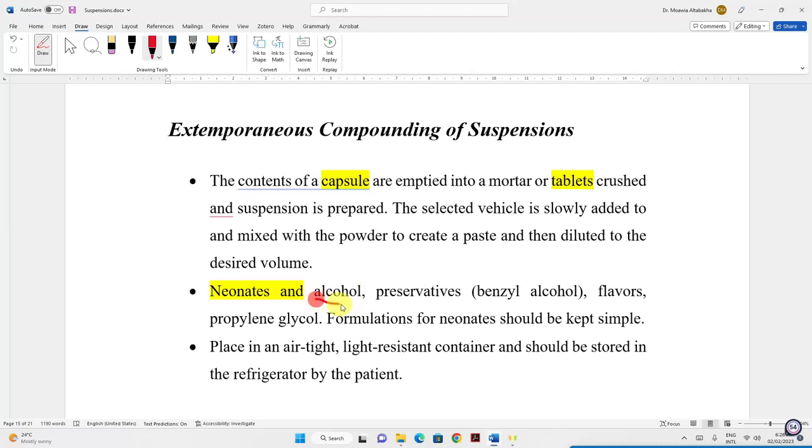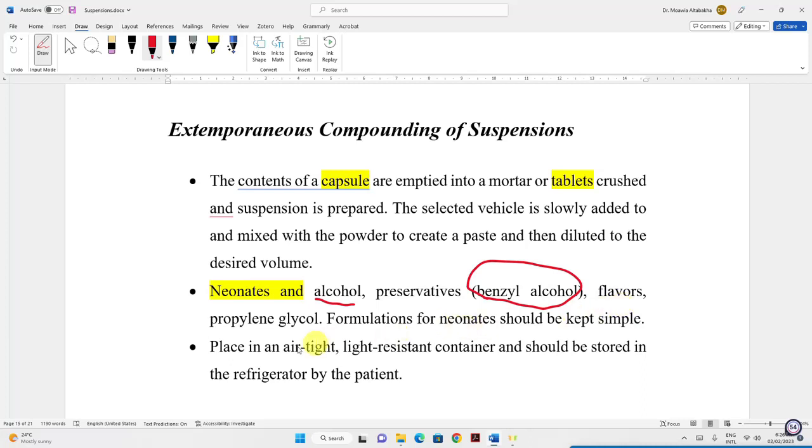Alcohol is not good. Alcohol can cause gastric irritation to the neonate. It can also cause neural depression and drowsiness. A preservative, especially benzyl alcohol, is associated with gasping syndrome that can lead even to death, because some neonates are not able to metabolize benzyl alcohol. This can cause a problem.